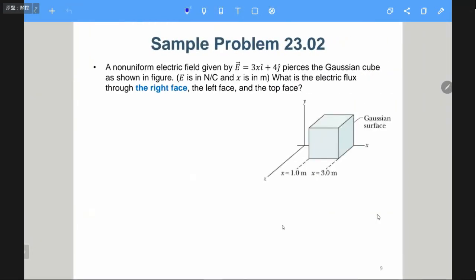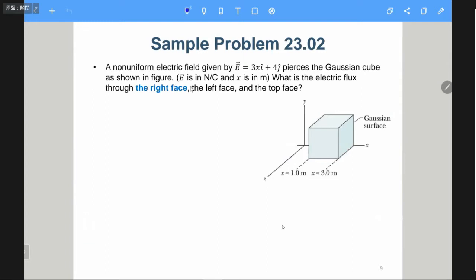Okay, so let me go forward to the next sample problem. It says a uniform electric field is given by E equals 3x i plus 4 j, where i is the unit vector in the x-axis and j is the unit vector in the y-axis. Here is the Gaussian cube as shown in the figure. E is in newtons per coulomb, and x is in meters. What is the electric flux through the right surface, left surface, and top surface? Let us calculate the electric flux through the right surface first.